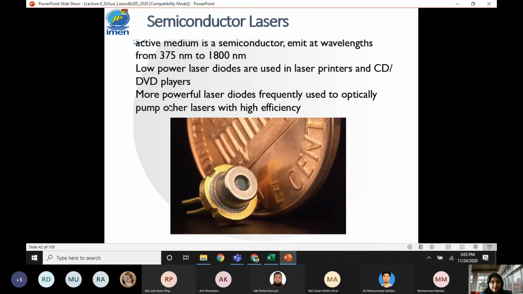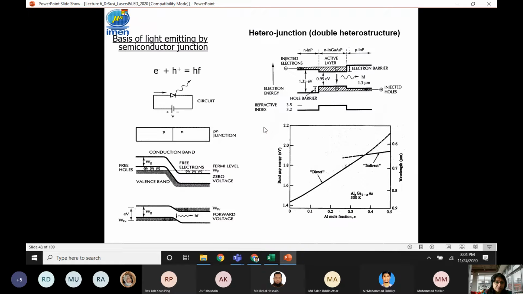The most famous is the semiconductor laser. The active medium is a semiconductor and it emits wavelengths ranging from ultraviolet 375 nanometer up to 1800 nanometer infrared. Low power laser diodes can be used in laser printers, and in CD and DVD players also. More powerful laser diodes are frequently used to optically pump other lasers with high efficiency. Normally it's used as a pump to pump the lasers.